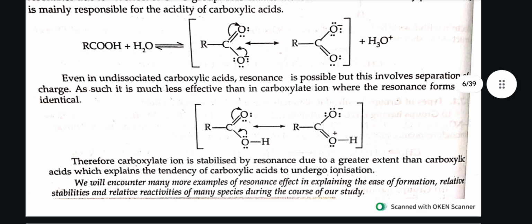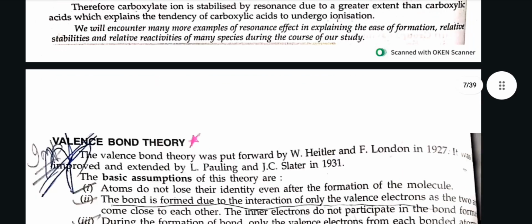Even in undissociated carboxylic acid, resonance is possible, but this involves separation of charge. As such, it is much less effective than in carboxylate ion, where the resonance forms are identical. Therefore, carboxylate ion is stabilized by resonance to a greater extent than carboxylic acid, which explains the tendency of carboxylic acid to undergo ionization. We will encounter many more examples of resonance effect in explaining the ease of formation, relative stabilities, and relative reactivities of many species during the course of our study.